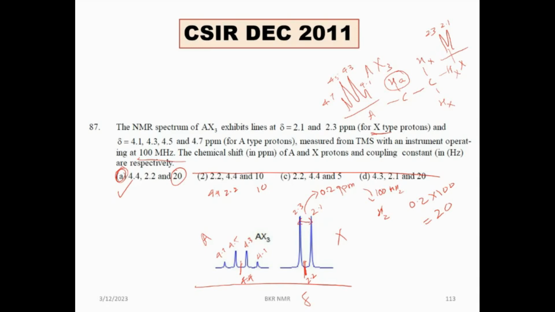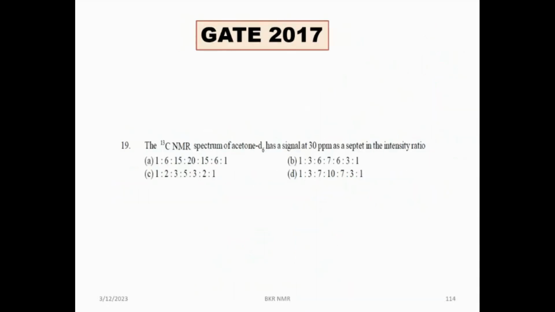Yes. Okay, so now let me see how much it is clear to you. I have solved this already, nothing much. Now tell me this. The C13 spectrum of acetone has a signal at 30 ppm as a septet. In what intensity ratio? It is very simple. What will the intensity ratio be?